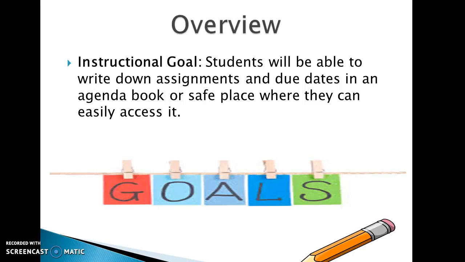Overview of my instructional design plan. My instructional goal was for students to be able to write down assignments and due dates in an agenda book or a safe place where they can easily access it. The students that I work with have a lot of trouble with organizational skills, and this is something that I want to address with those students and help them get better at.